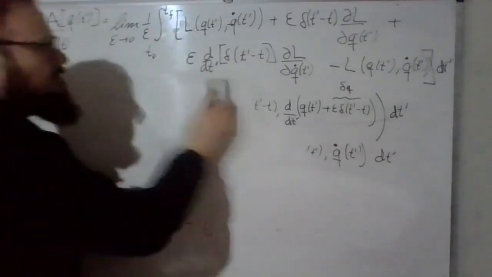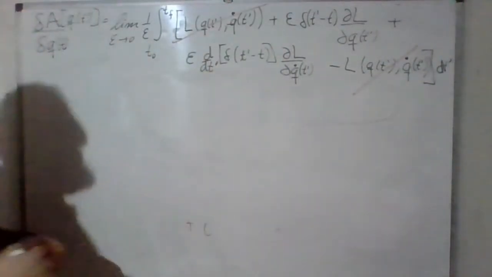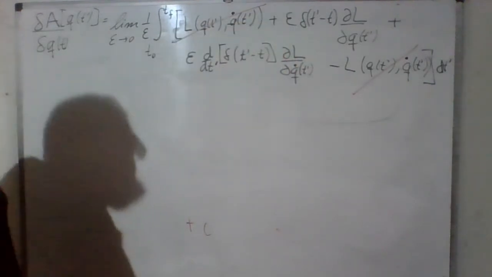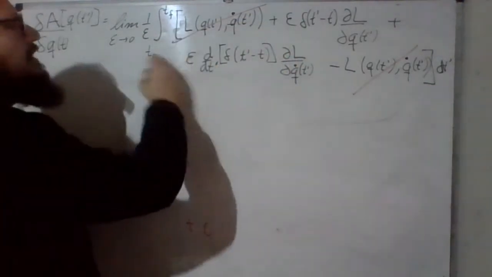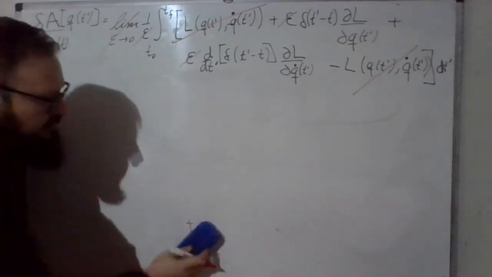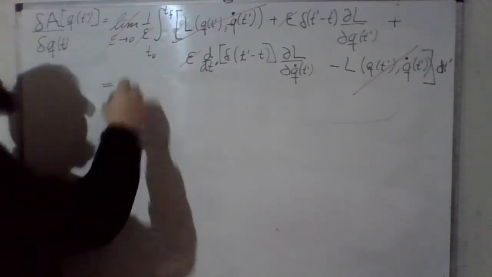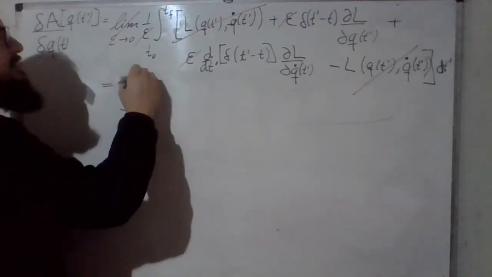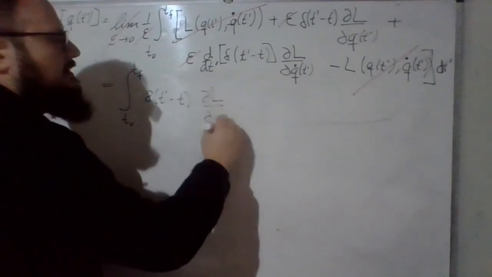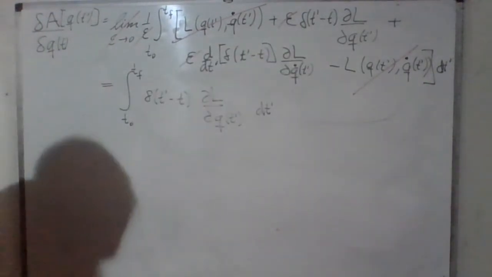Now, notice this factor cancels out this one, and 1 over epsilon times epsilon cancel out, of course. So all the epsilon factors are canceled. So I don't need the limit anymore because it's the limit of a constant with respect to the variable epsilon. So it produces an integral from t naught to t final delta of t prime minus t dl dq evaluated at t prime integrated over dt prime. This is for this factor here, okay?